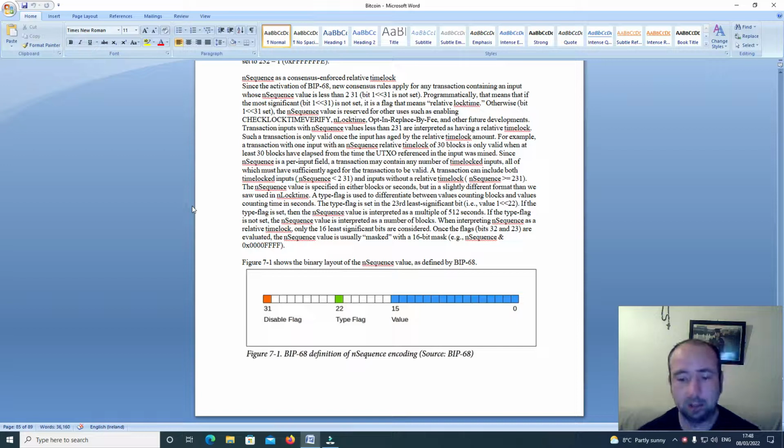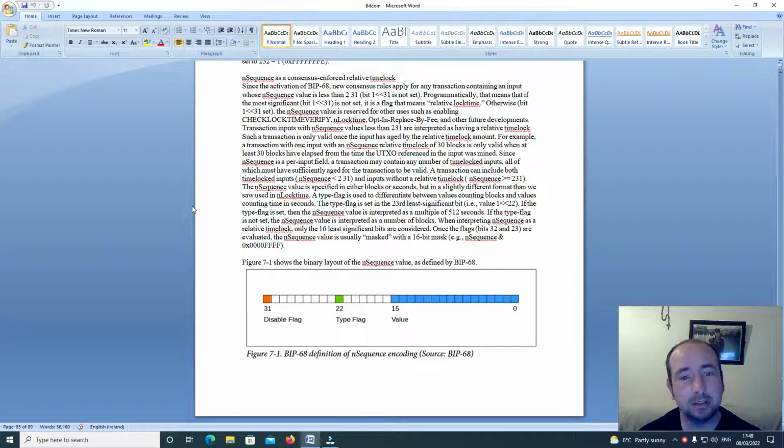On cryptocurrency. nSequence as a consensus-enforced relative time lock. Since the activation of BIP68, new consensus rules apply for any transaction containing an input whose nSequence value is less than 2^31, that is, bit 1<<31 is not set.